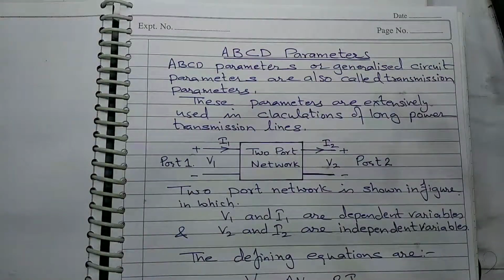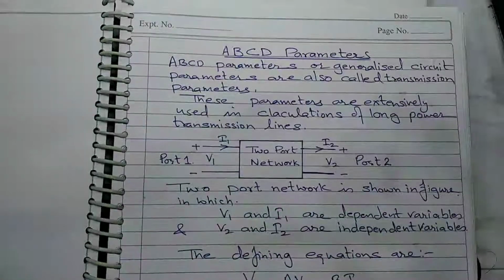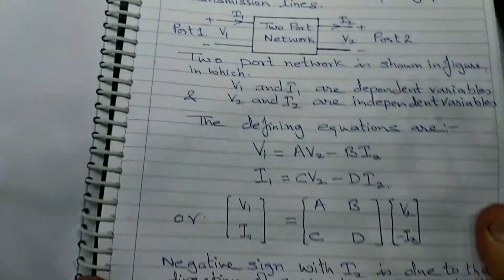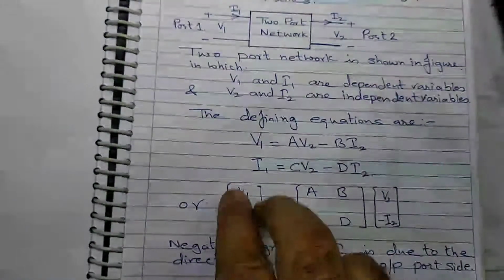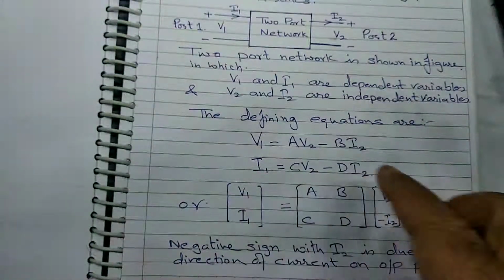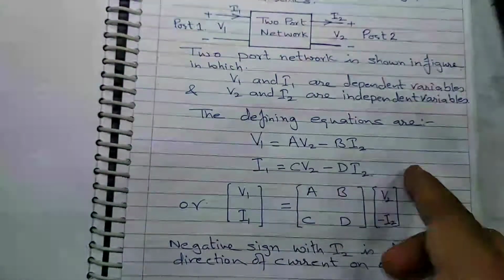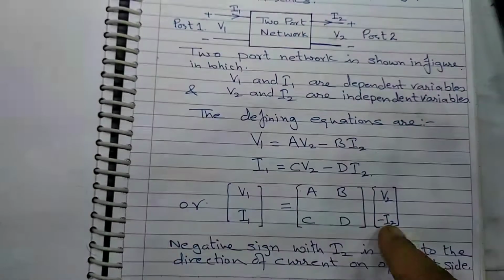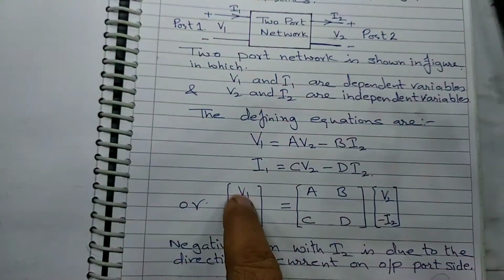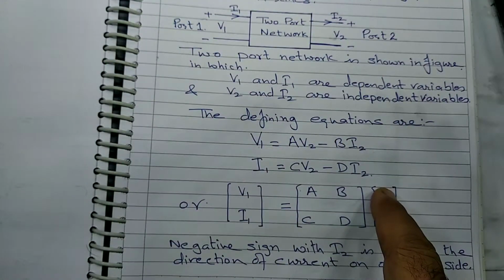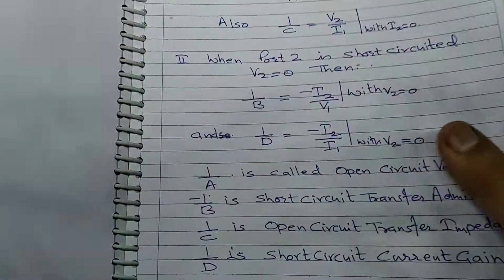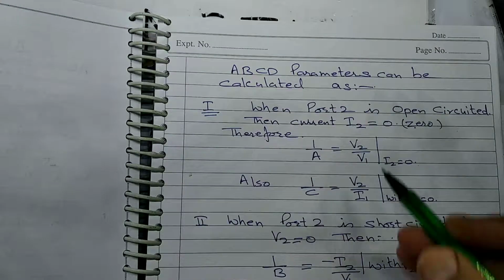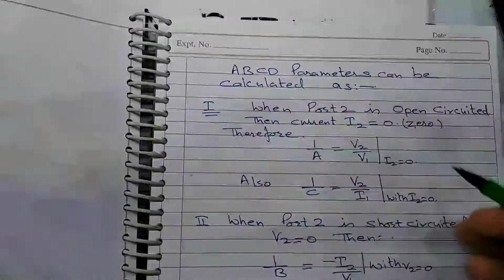Now we can just see the calculations here. See in the matrix form, [V1; I1] is equal to this matrix into this matrix, so [A B; C D] into [V2; I2]. As I2 is 0, therefore B becomes 0. So V1 is equal to A V2. Therefore we get 1 upon A is equal to V2 upon V1 with I2 equal to 0.